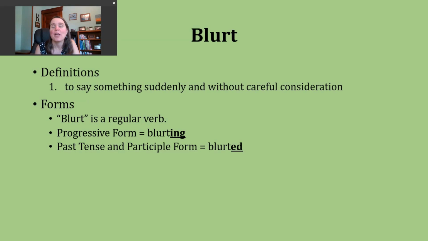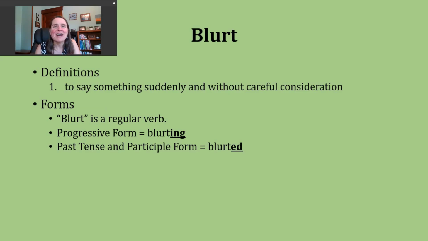That's our main definition. For now, you should know that blurt is a regular verb. If you want to make the progressive form of this verb, all you need to do is add ing, and that forms blurting. The past tense and the participle form of our verb can be made by adding ed. The base verb, blurt, ends in a T sound. This means the ed ending is going to make an id sound, and we're going to add an extra syllable to the word when we say it. The past tense and the participle form of the verb should sound like this: blurted, blurted.